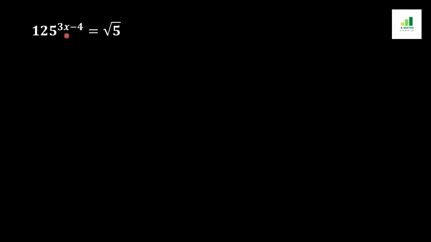In order to solve this question, first we should convert these values, which are 125 and the square root of 5, into power form. As a result we will get 5 to the power 3 into 3x minus 4 on the left side of the equation, because 125 will be converted into 5 cubed and 3x minus 4 will remain the same, and the square root of 5 will convert into 5 to the power half.